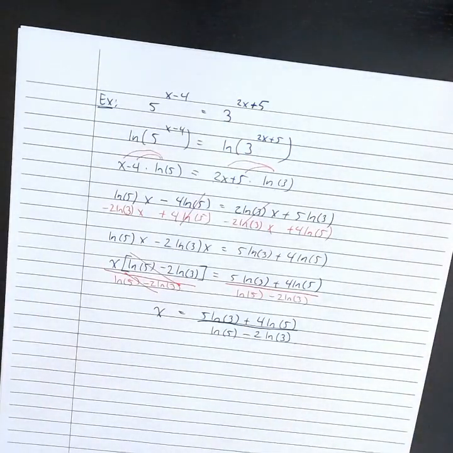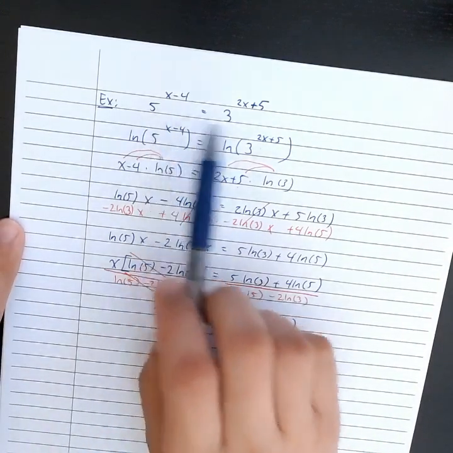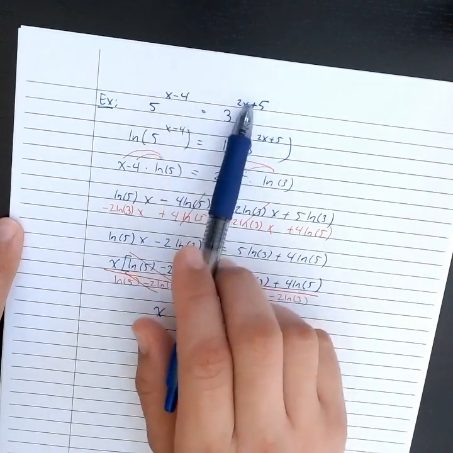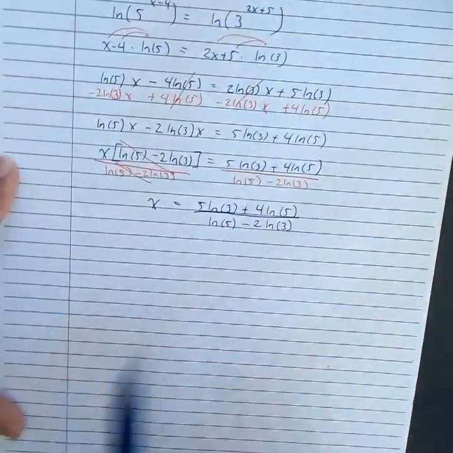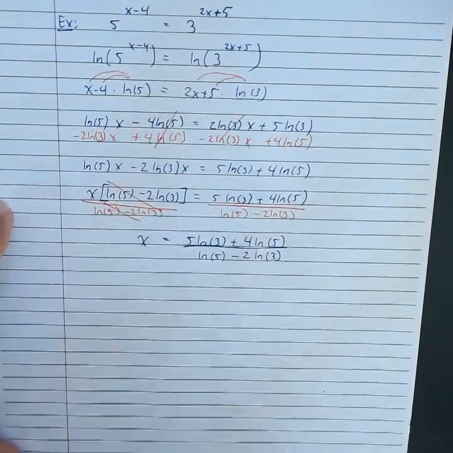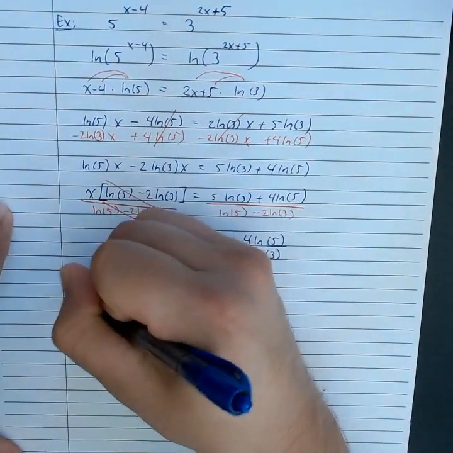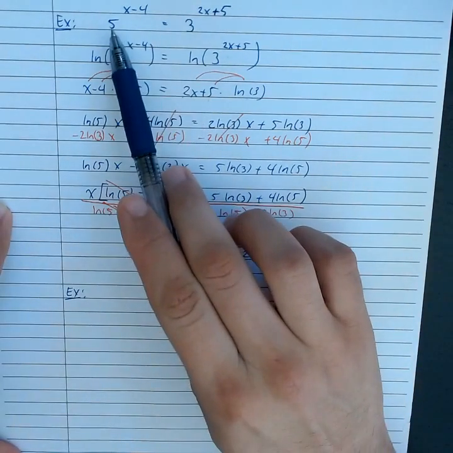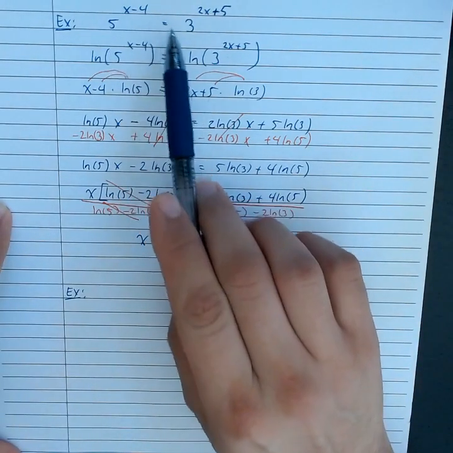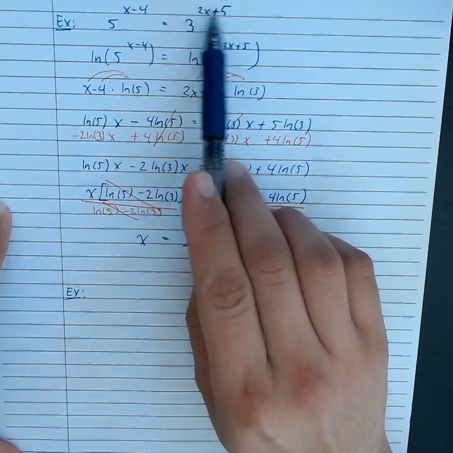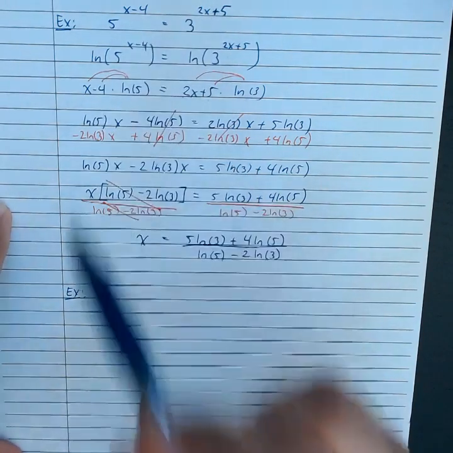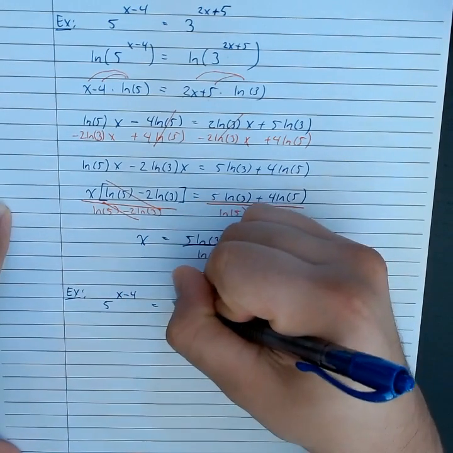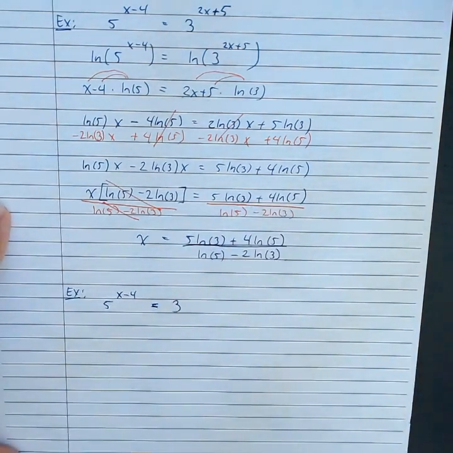But now, what happens if I have two things that cannot be written in the same base, and one of them has a variable, but the other one doesn't? Well, it's actually not too much. It's actually a little bit simpler than this. So that'll be our last example. So here, let's see what happens if, instead of having 5 to the power x minus 4 equals 3 to the power 2x plus 5, let's just say that I didn't have any variables. Let's just say it was 5 to the power x minus 4 equals 3, and that's it, just 3.